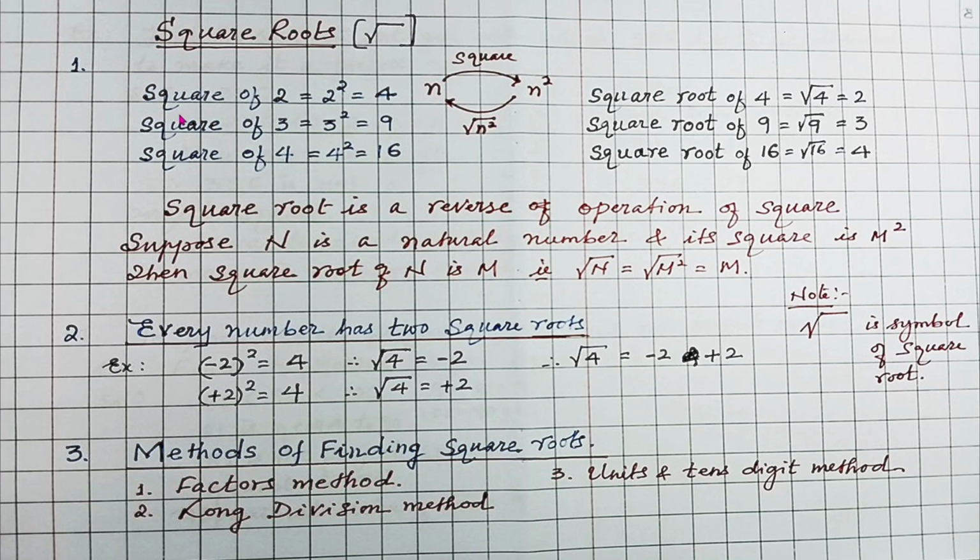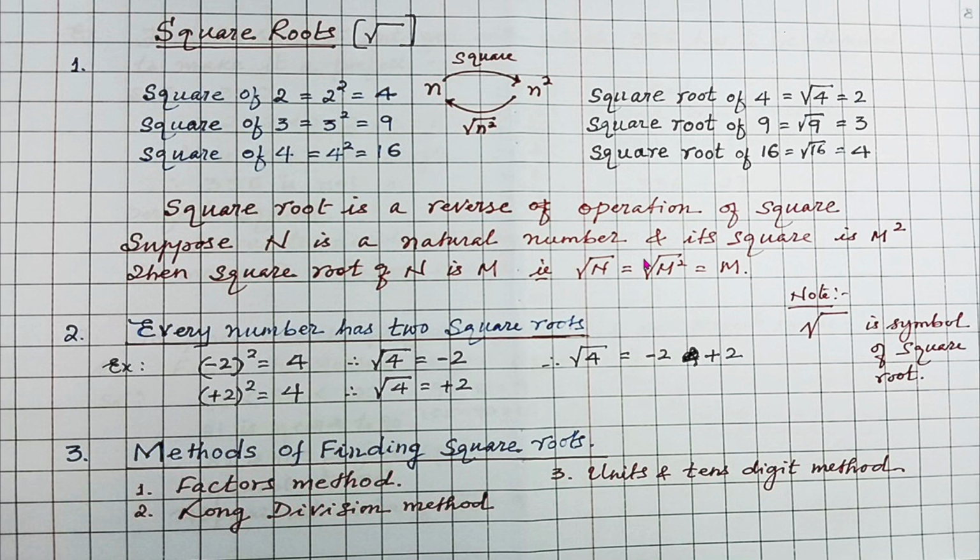For example, the square of 2 is 2 square, and that is 4. Square of 3 is 3 square, that is 9. Square of 4 is 4 square, that is 16. So the reverse operation of this is the square root of 4 is 2, square root of 9 is 3, square root of 16 is 4. And symbolically, we can write it as square root of 4 is 2, square root of 9 is 3, square root of 16 is equal to 4.